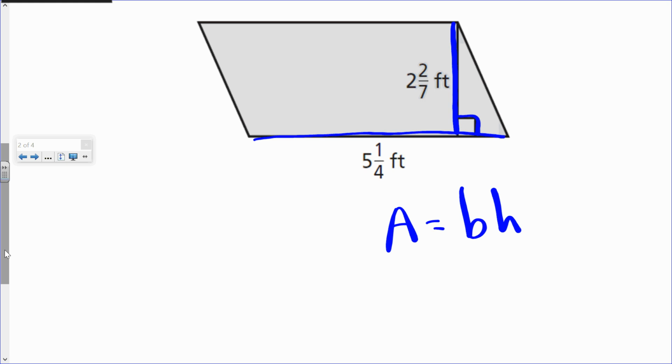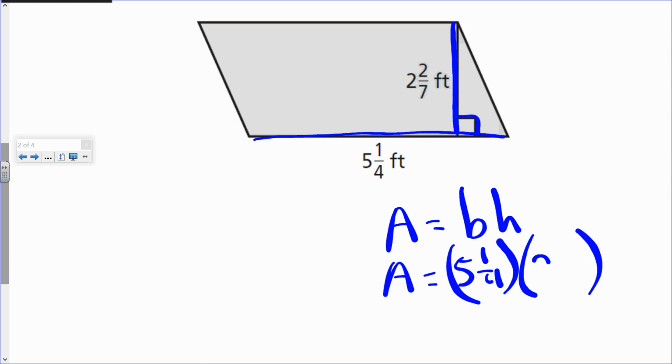Let's rock and roll. Area then is going to be, the base is 5 1/4. We don't have to run away because we see a mixed number, because we know how to deal with this now. And then the height is 2 2/7. No teddy bears. We're okay. It's going to be all right.